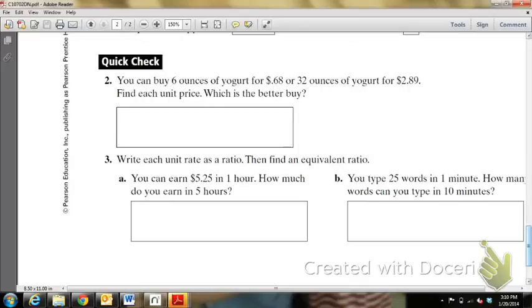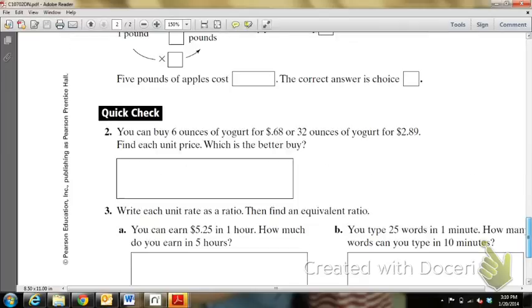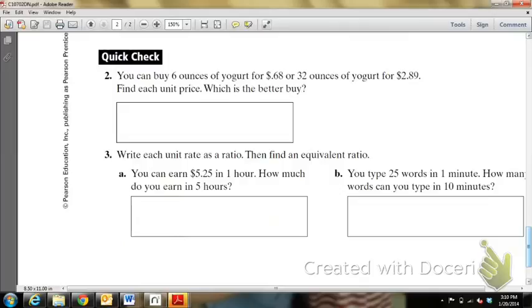Now number 3, write each unit rate as a ratio, then find an equivalent ratio. So this is just like example 3. Okay, just like the apples. So if you make $5.25 in 1 hour, how much do you earn in 5 hours? If you can type 25 words in 1 minute, how many words can you type in 10 minutes? So get those 2 answers, or 3 answers, and then we'll check your work in class.